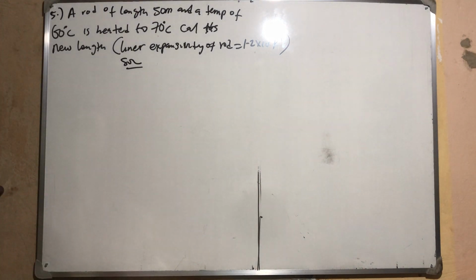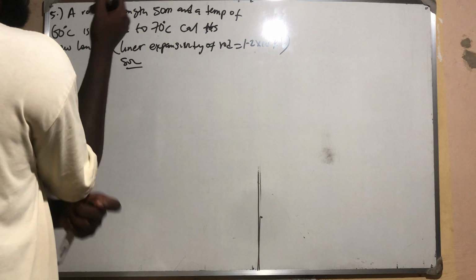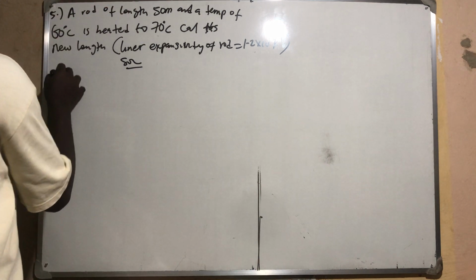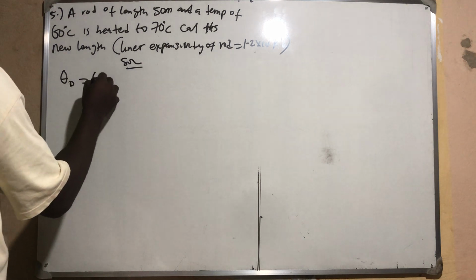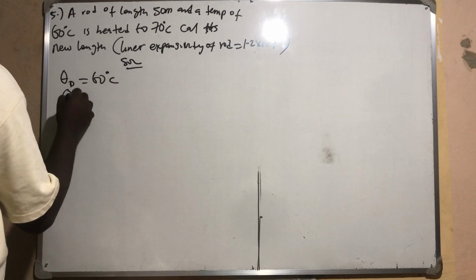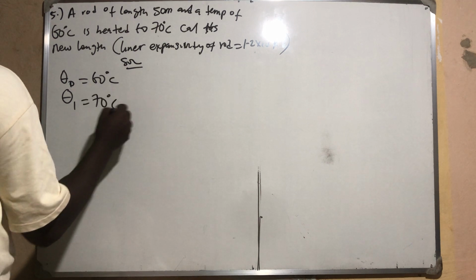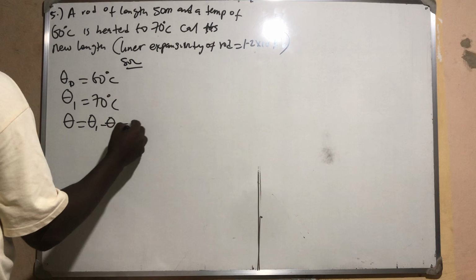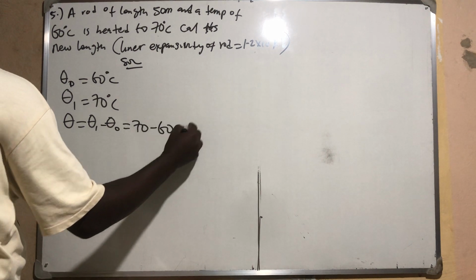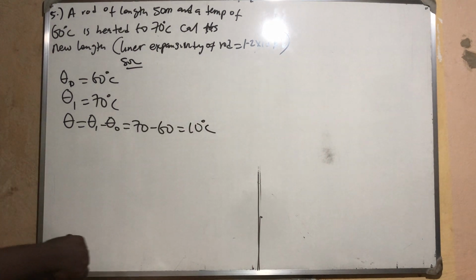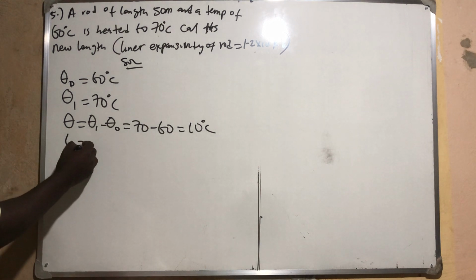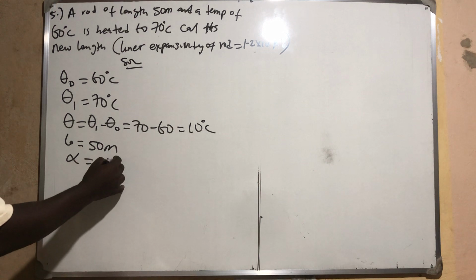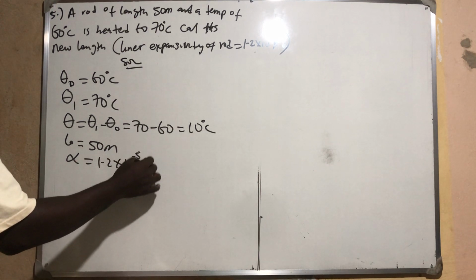So the first thing they gave me, in fact, I told you that you don't need to know any other formula apart from your normal formula that you know. They gave me theta naught as 60 degrees Celsius, our theta 1 as 70 degrees Celsius. So our change in temperature theta will be theta 1 minus theta 0, which is 70 minus 60, which is 10 degrees Celsius. The next thing they gave me is the original length, which is 50 meters, and linear expansivity 1.2 times 10 raised to power minus 5 per Kelvin.